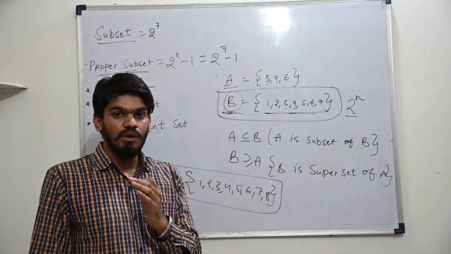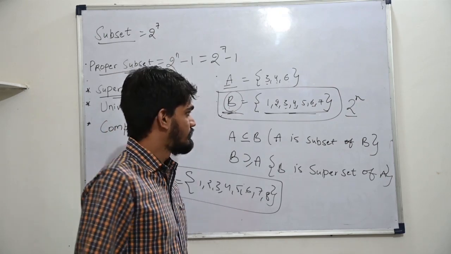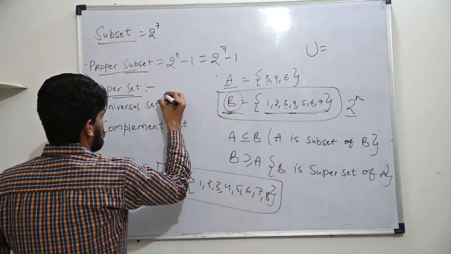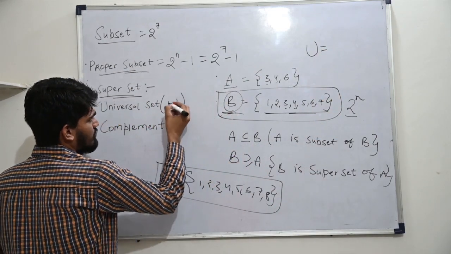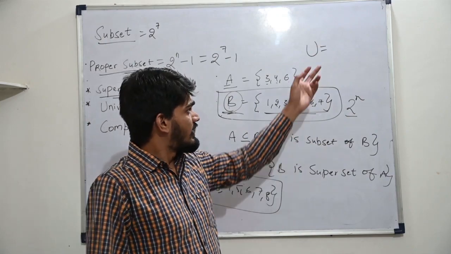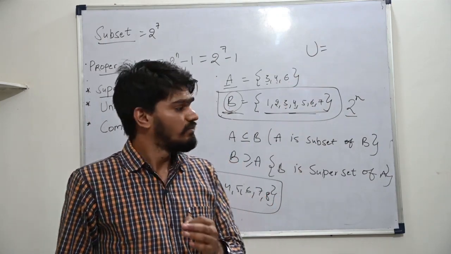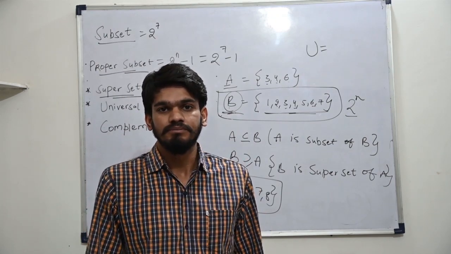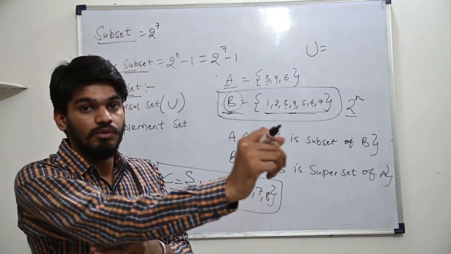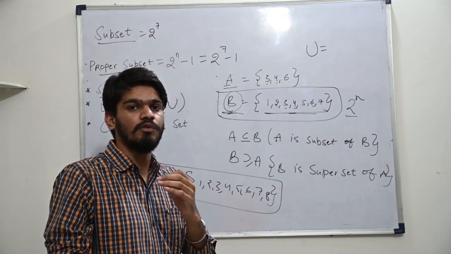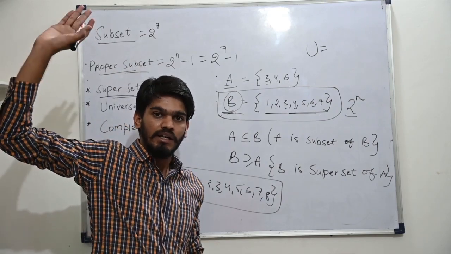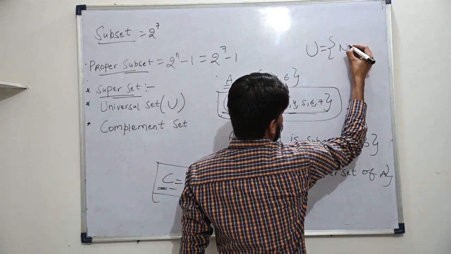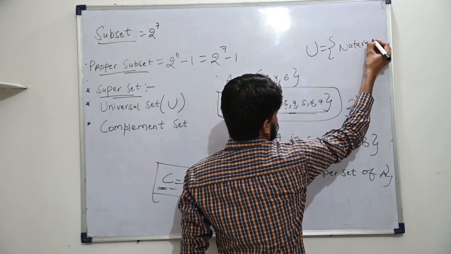These three sets: set A, set B, set C. Now, there is a different set, the universal set, represented by U. It says a set of all the natural numbers. Now, if I am going to talk about all the natural numbers, they are 1, 2, 3, 4, 5, 6, 7, 8, 9, 10, up to infinity. If I write that, it is a set of natural numbers.